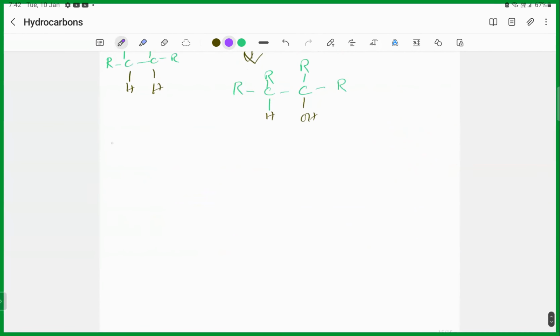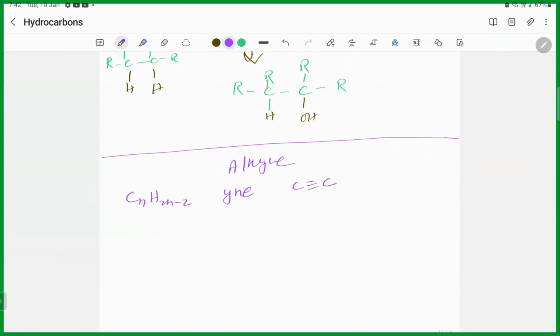Now the next topic, alkynes. Alkynes have the general formula CnH2n minus 2. The name should end with -yne. They have a carbon-carbon triple bond, and they are unsaturated systems. In the IUPAC name, alkane minus -ane plus -yne becomes alkyne.